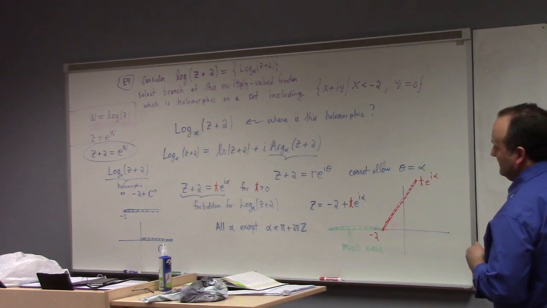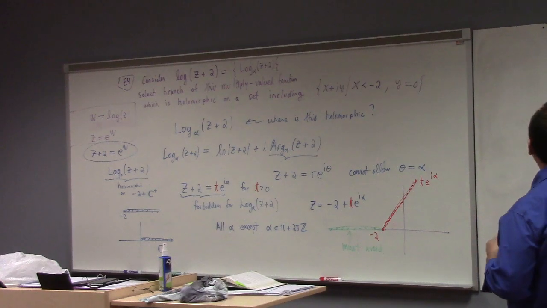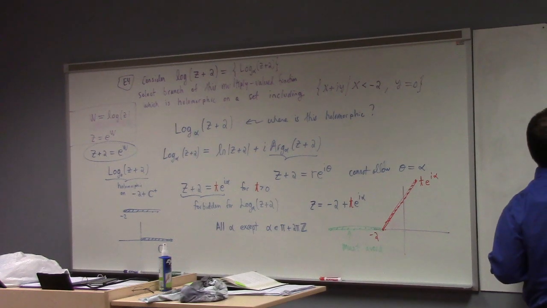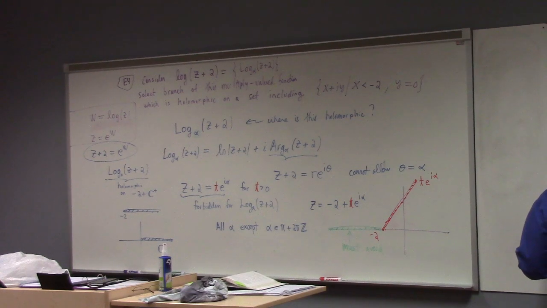I mean, it's not that bad, I think. But what if we had f of z equal to the log of z cubed plus 1? Where is this holomorphic?